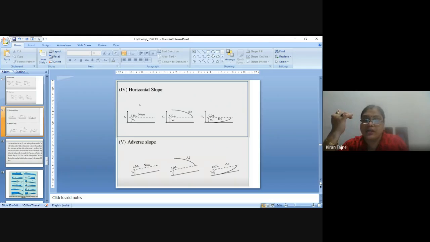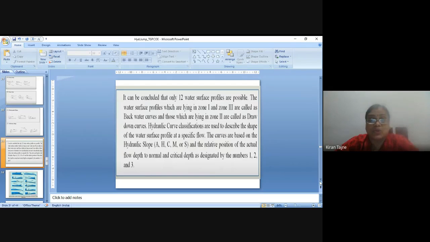Or yc is greater than y, vice versa. So these are the five slopes. So there are five types of slopes and three profiles in zone 1, zone 2 and zone 3. So theoretically we could get 15 surface profiles.